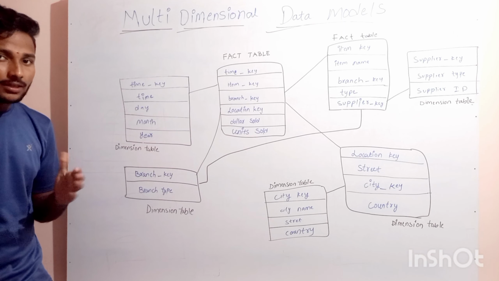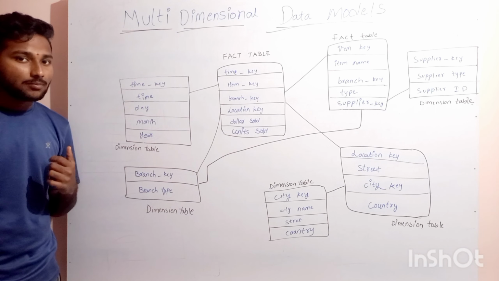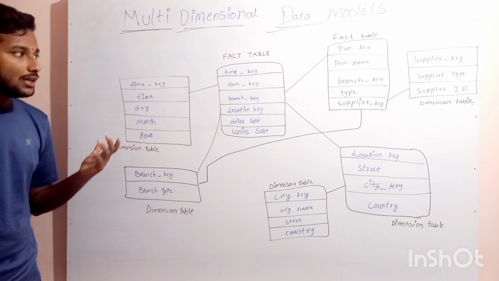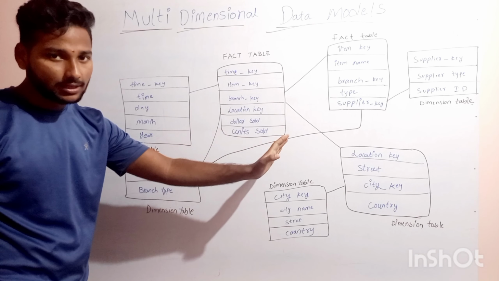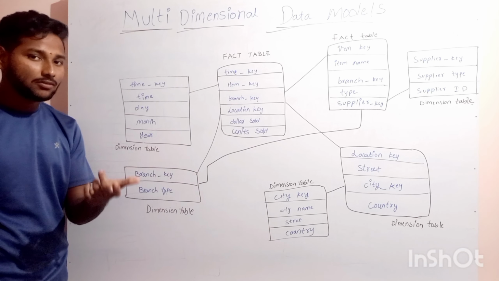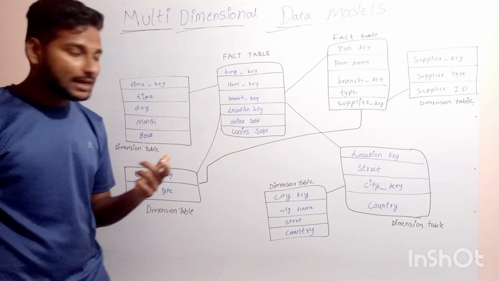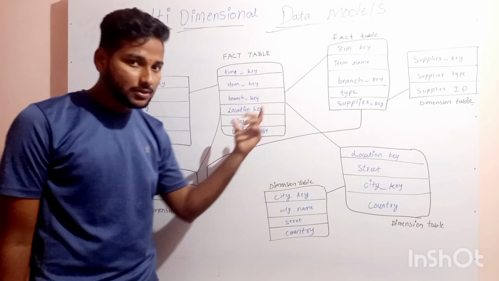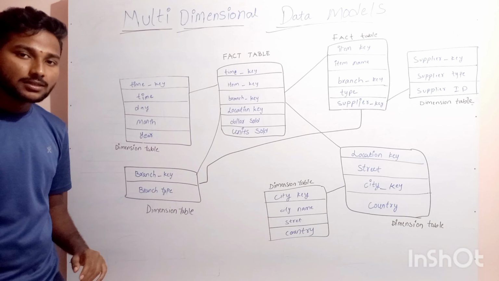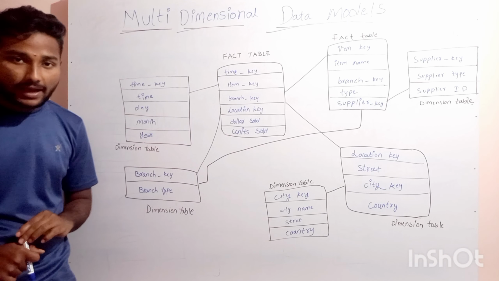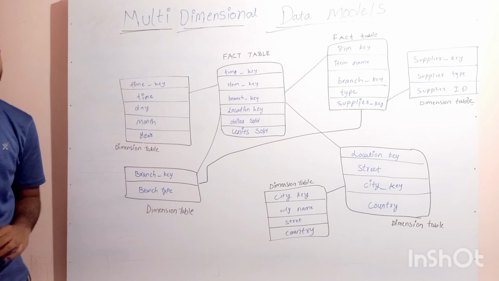In the examination they may ask you to construct a fact constellation schema about some particular data. Simply take two fact tables about any data. If they ask to construct a fact constellation about student data, you can use two fact tables about student data. By this you can construct the dimension tables. This is about the fact constellation schemas in data warehouse multi-dimensional data models.